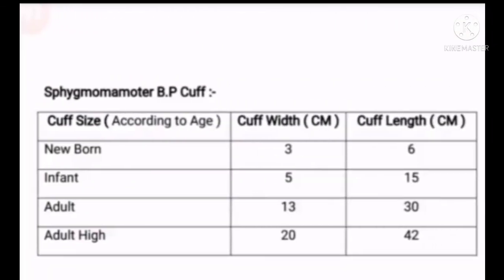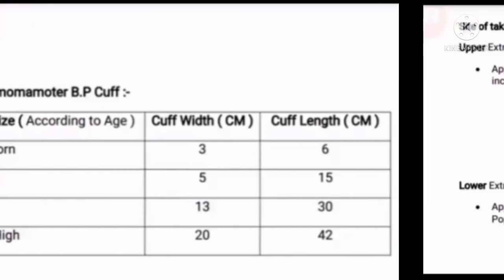Next, cuff size according to age. Newborn baby, cuff width 3 cm and cuff length 6 cm. Infant, width 5 cm and length 15 cm. Adult, width 13 cm and length 30 cm. Adult thigh, 20 cm width and length 42 cm.